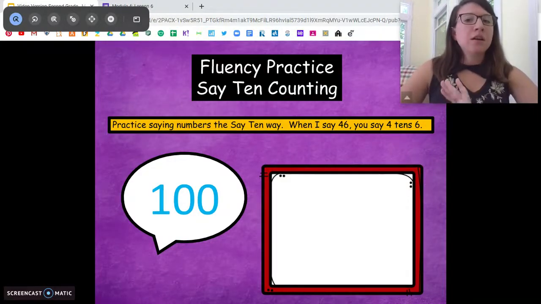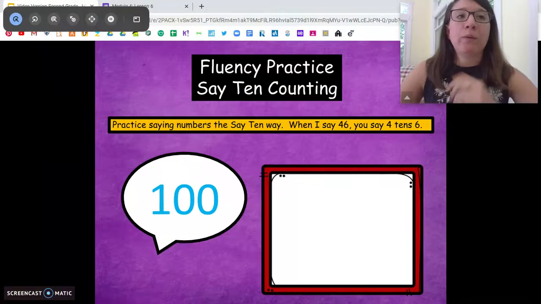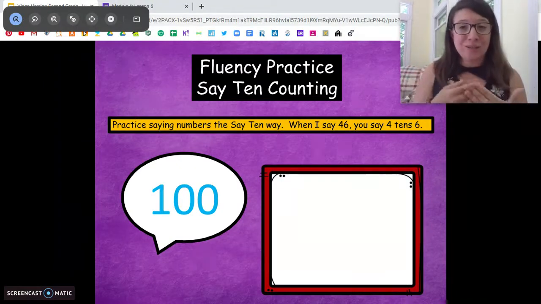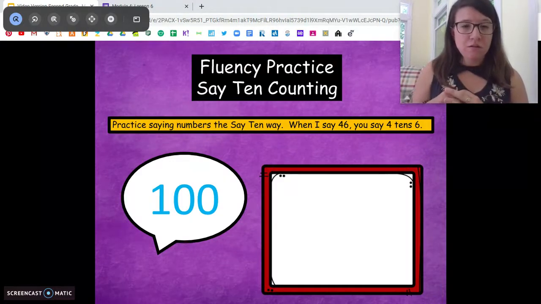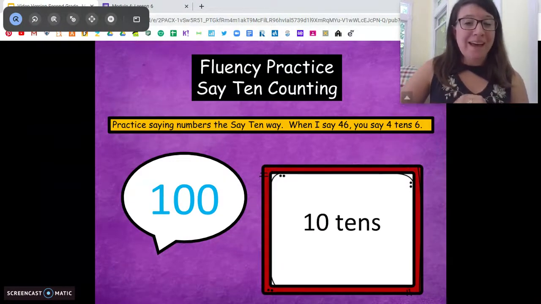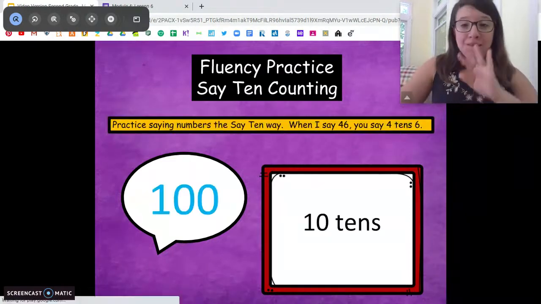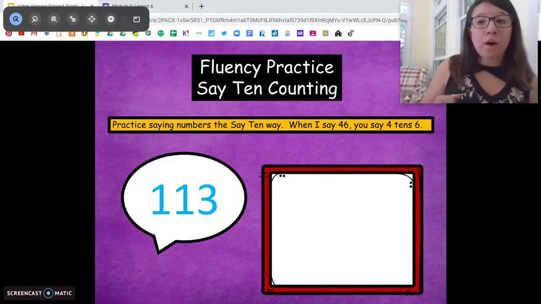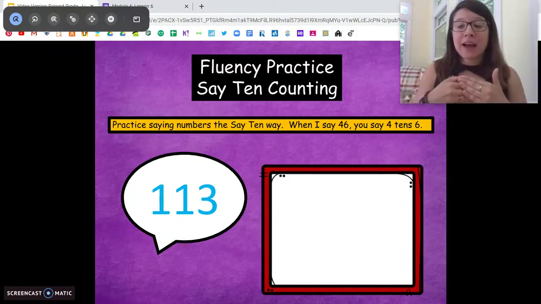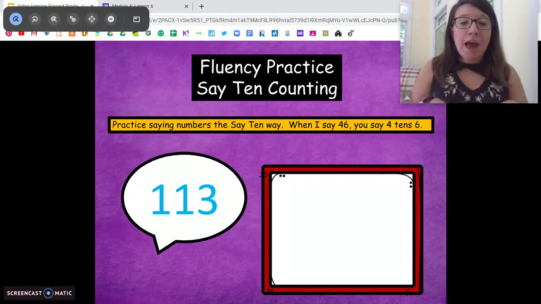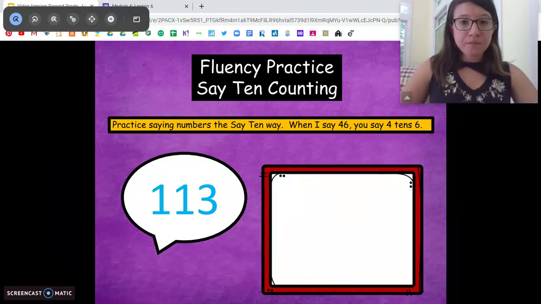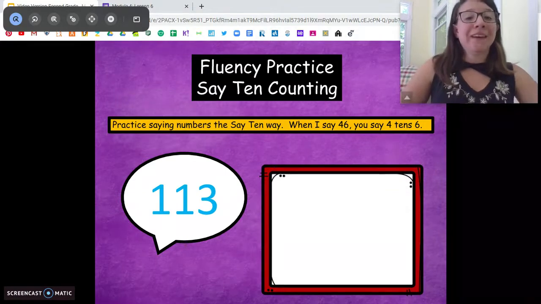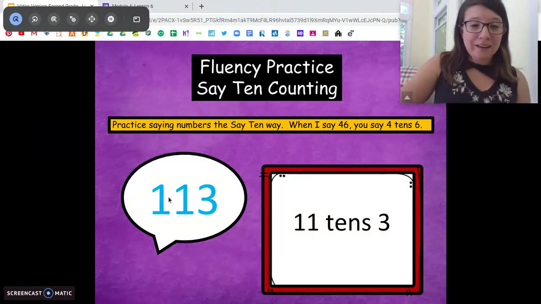100. Now, remember when we do the say ten way, we don't say hundreds. We're just doing tens. So think about how many tens are in 100. Yeah, 10 tens. Awesome. All right, use this example to help you with this one. 113. Remember, we're not going to say hundreds. We're going to use tens. How many tens and how many extra ones in 113? Very good. 11 tens 3. Your 11 tens are here, plus your 3 extra ones.